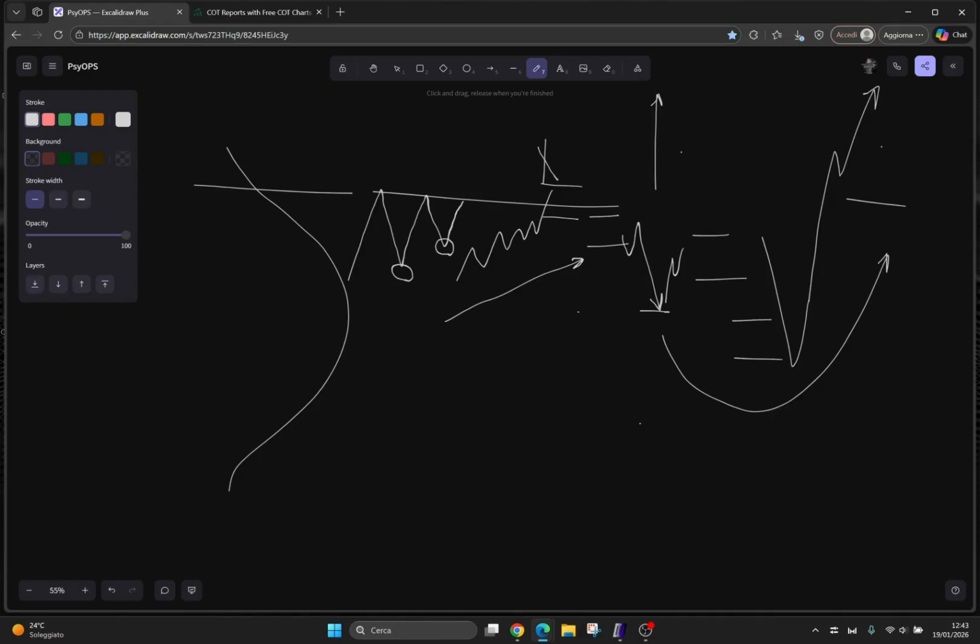Liquidity heat map is coming really soon. We are doing a lot of work on improvement and proprietary studies on this, and it will be available soon.